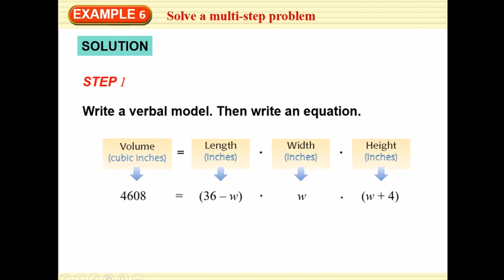Alright, here's my verbal model up on top. I've got my volume, and hopefully you guys know a formula for volume. That is length times width times height for a rectangular prism. And just filling in those variables with their parentheses, I get 4,608 equals the quantity 36 minus w, times w, times the quantity w plus 4.